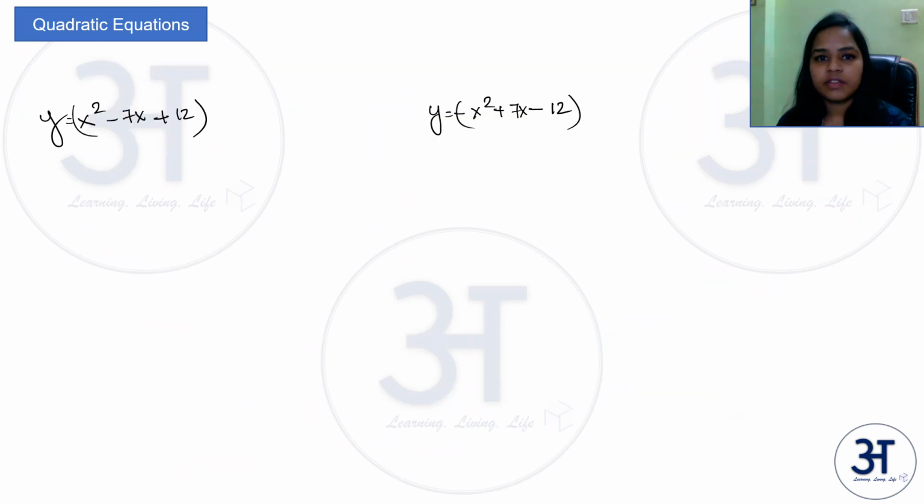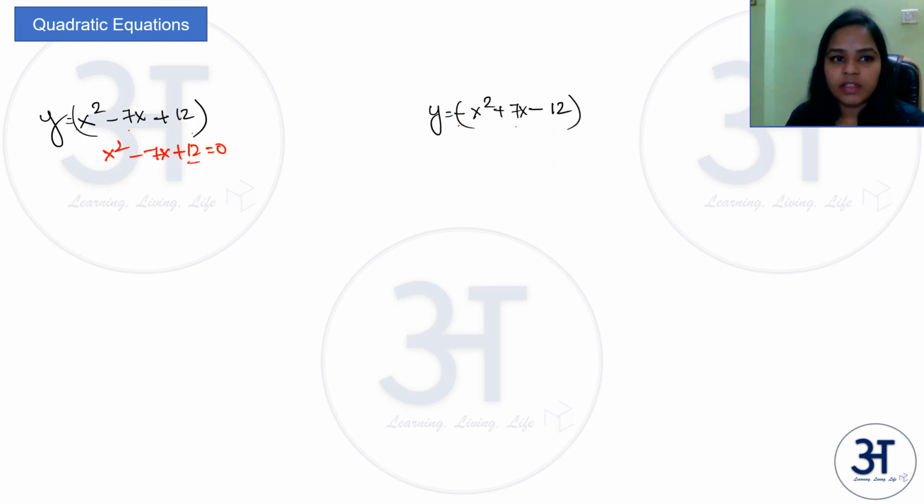Let us move ahead. Now let us try to draw these two different parabolas. One is y is equal to x square minus 7x plus 12. One is y equal to minus x square plus 7x minus 12. So let us first solve this. Let us equate this to 0. X square minus 7x plus 12 equal to 0. How do you solve this? You factorize this. 4 3 is 12 and 4 plus 3.